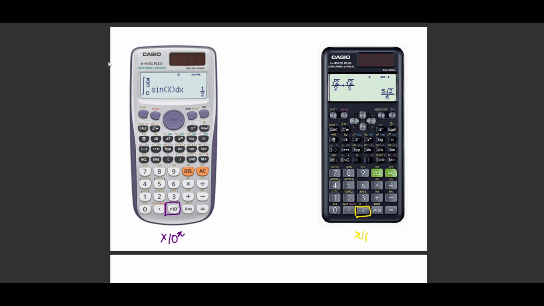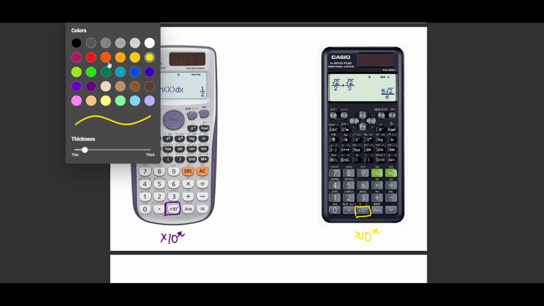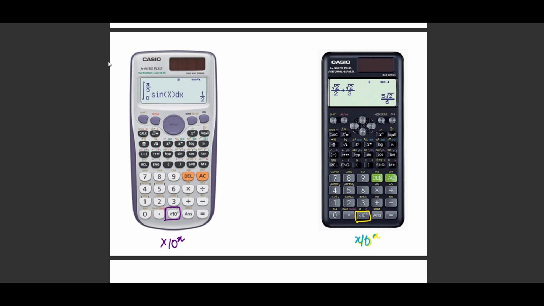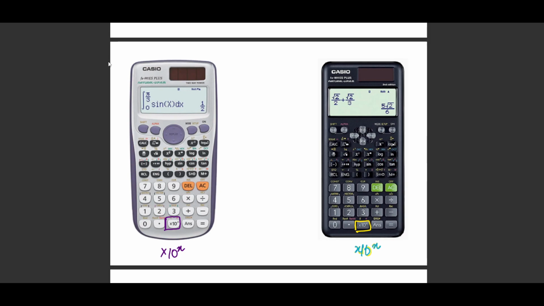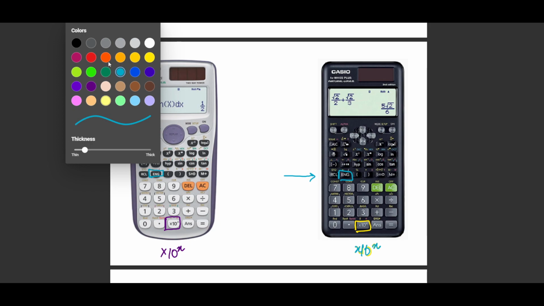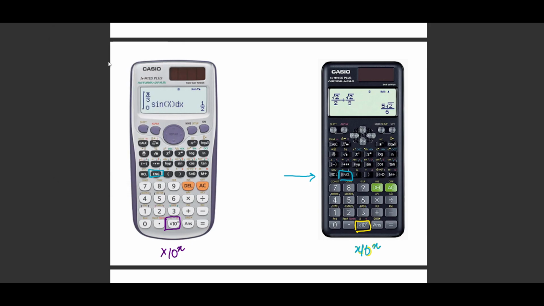Again, x10^x. I'm sorry, it's with the yellow color. Let me change that. So this is x10^x, right? And the second button that you should be familiar with should be over here somewhere. That is ENG, engineering mode, right? And over here you will see this ENG as well. The third button that you should be familiar with is the fraction button, that looks like this. And on this calculator, it looks like this, right?